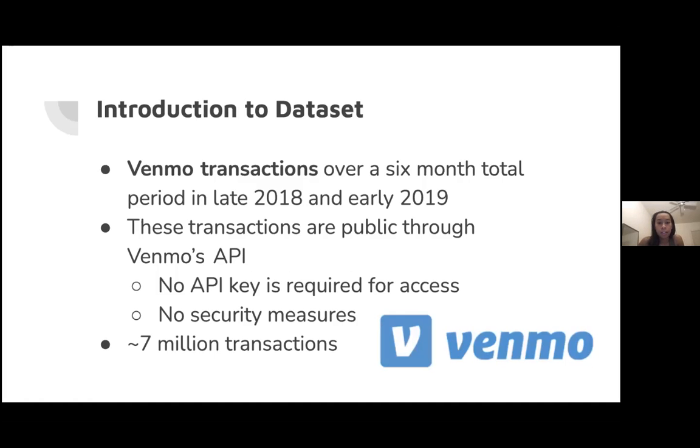So we decided to go with the Venmo transactions data set because not only did we think there could be some interesting findings in it, but it was also pre-cleaned and there's lots of different transactions, 7 million of them. It'll be easy to access because there's no API key required.